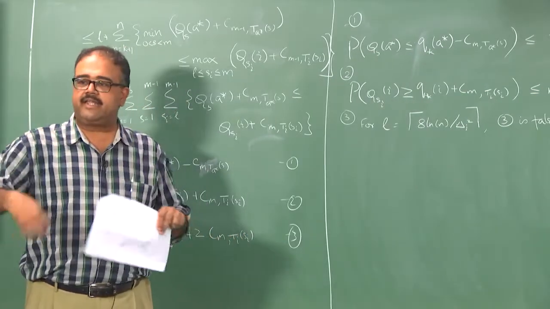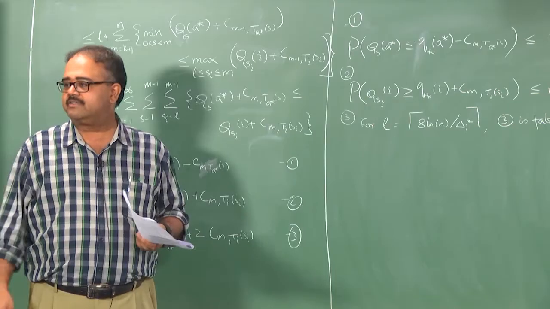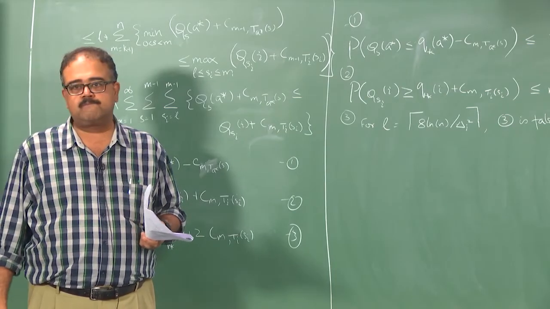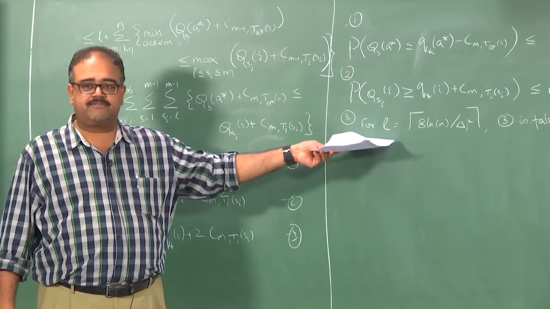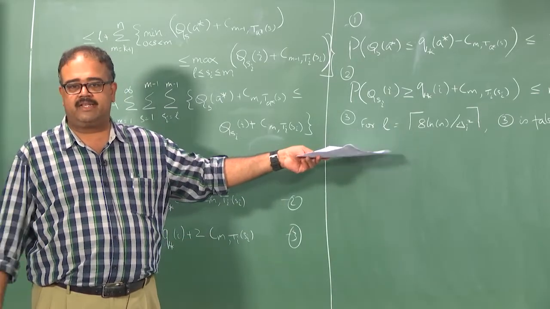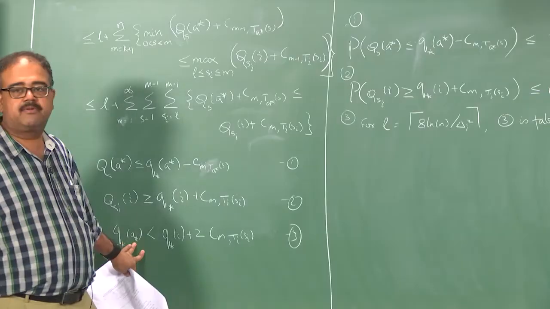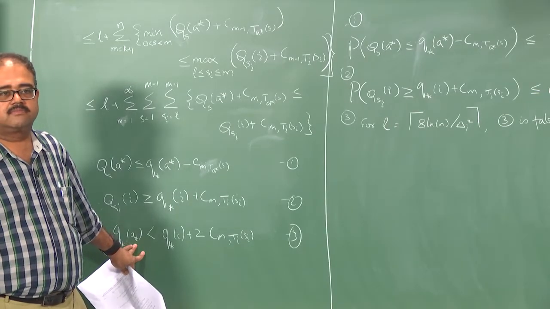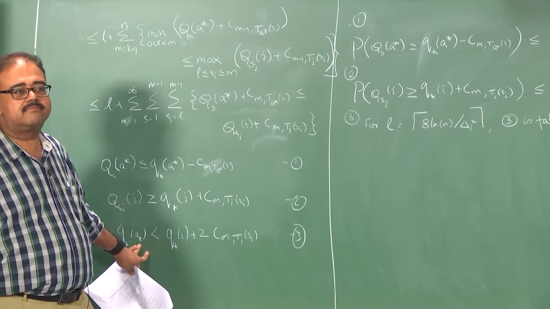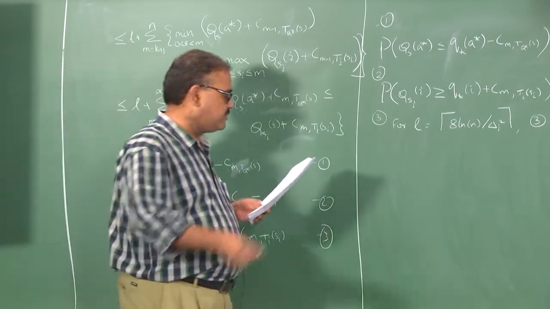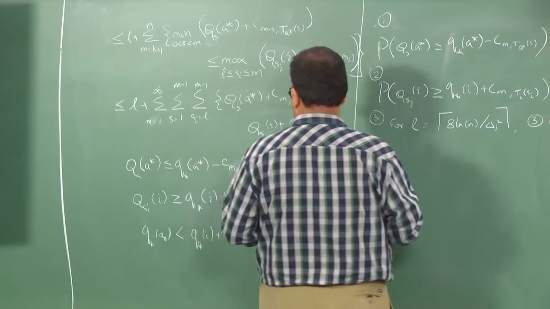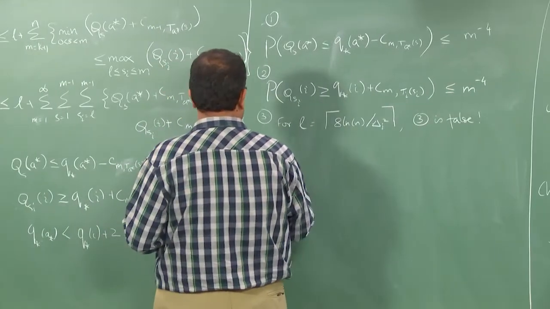If I have taken a sufficient number of trials initially, if you have taken a sufficient number of pulls of arm I initially, this event will never happen. That is what I am claiming. It is rather easy to see. So what do we have?